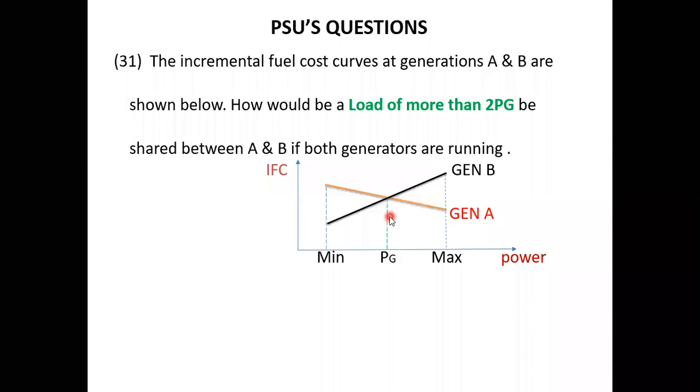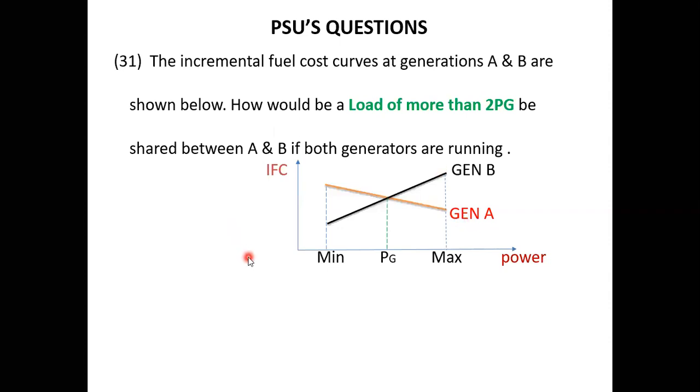So this is nothing but our question, because after 2 PG, we need to consider the incremental fuel cost for generator A and generator B. So in between these two generators, which one has more incremental fuel cost and which one has less incremental fuel cost? For example, when you observe these two, generator A has less incremental fuel cost when compared to generator B. So that's why generator A will take more amount of power when compared to generator B.